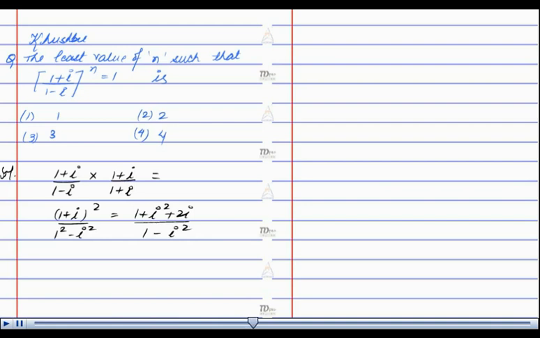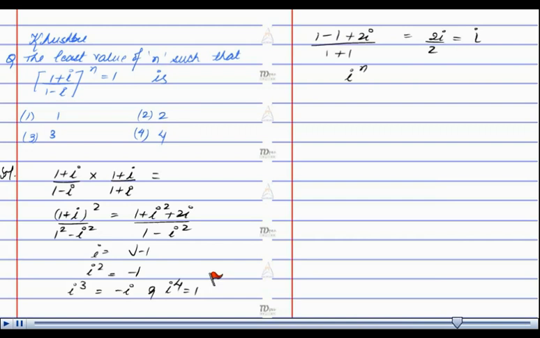We know that i is equal to under root of minus 1. Therefore, i square is equal to minus 1, i cube is equal to minus i, and i to the power 4 is equal to 1. Substituting the values of i square, we get 1 minus 1 plus 2i upon 1 plus 1, that's equal to 2i by 2, which is equal to i.